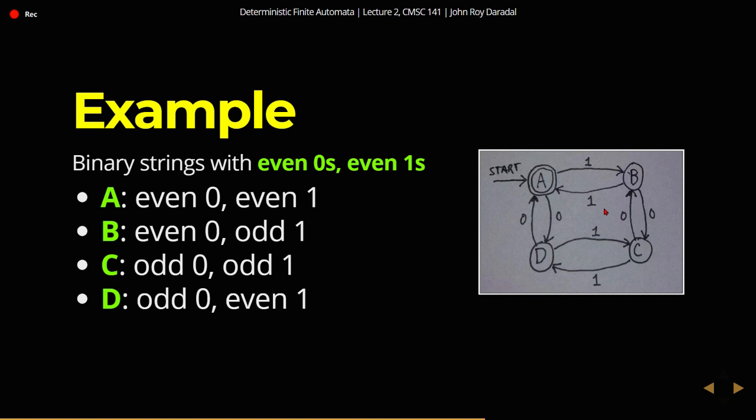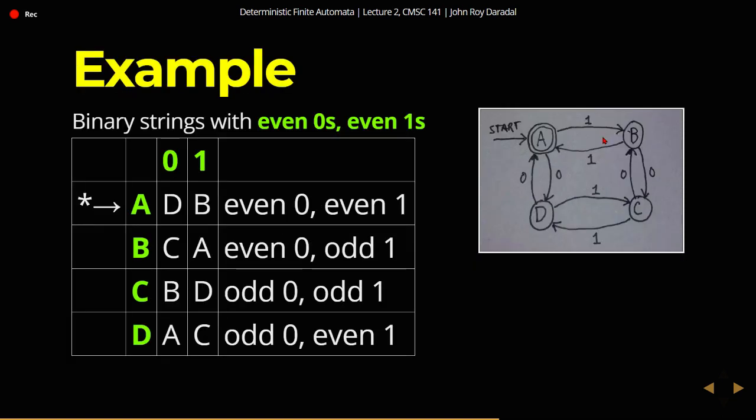Okay, so you can study this in more detail on your own time. So you can pause the video and really see what's happening. But you can see that it's kind of symmetric, right? So if it transitions on 1 to another state, it becomes odd. But if it goes back with another 1, it goes back to the original state and becomes even again. So here, same with zeros and same with ones here. Okay, and as usual, this is the equivalent transition table for the transition diagram.